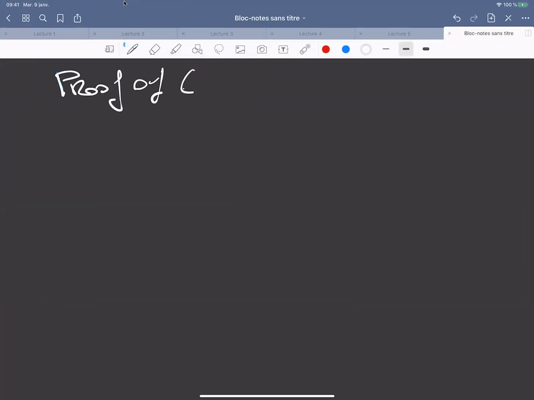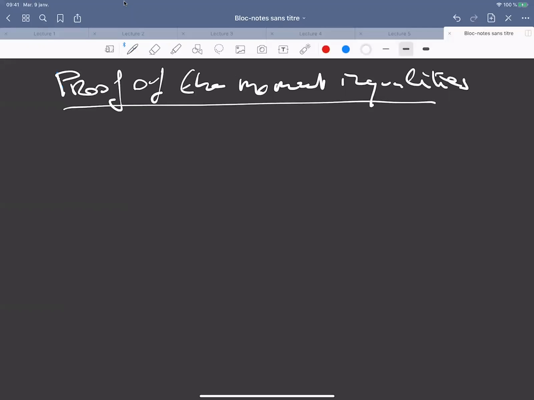Proof of the moment inequality. Equalities, in fact. So we take some notations. We set nq equal to z minus expectation, positive part.